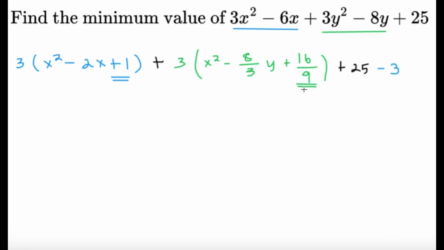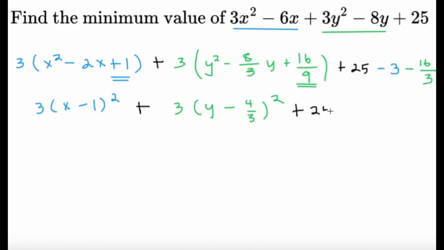And then same thing for the y terms over here. To complete this square, I would have to add 16 over 9. So in effect, I'm adding 3 times 16 over 9, which is 16 over 3. So let's subtract 16 over 3 for good measure. Now, this is already a perfect square, because this is 3 times the square of (x minus 1), and the second one is 3 times the square of (y minus 4 over 3). And then it's just 25 minus 3 minus 16 over 3.